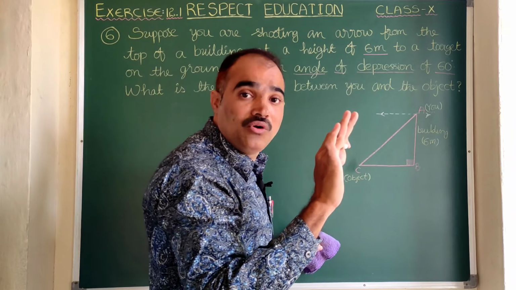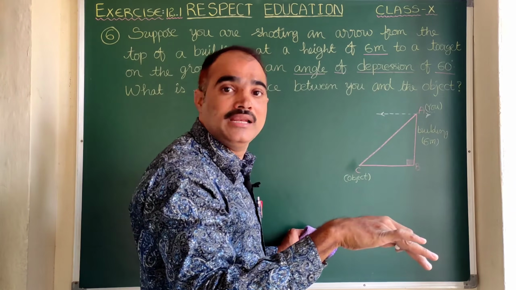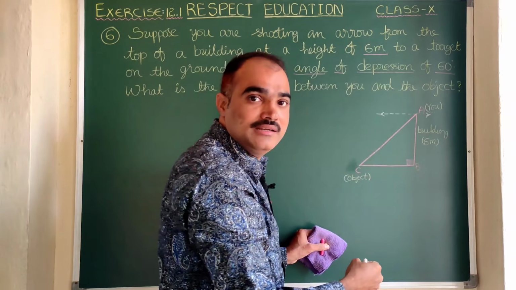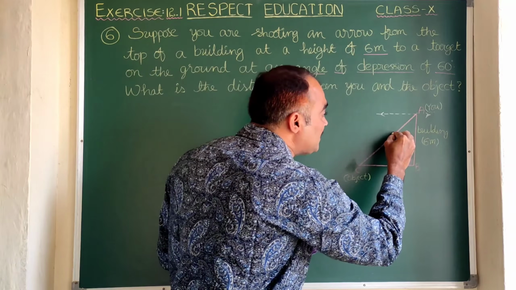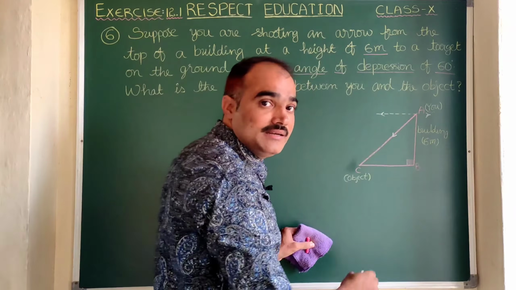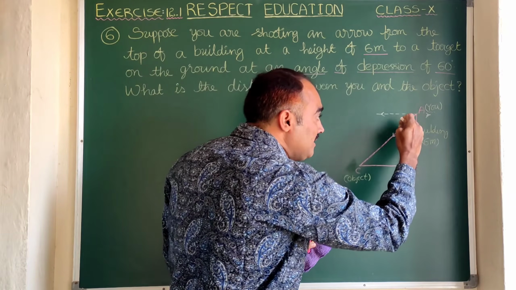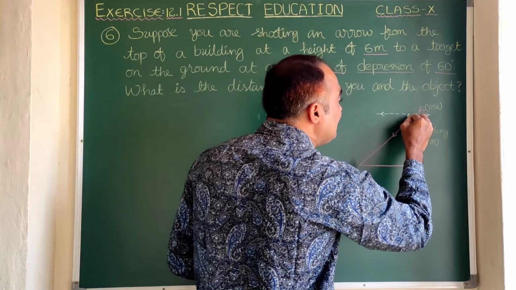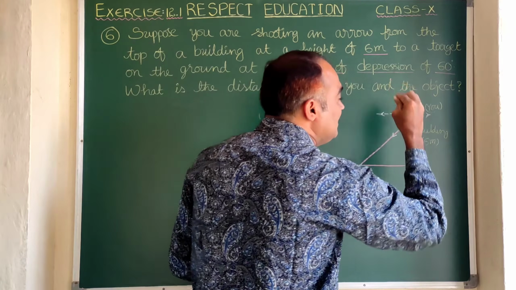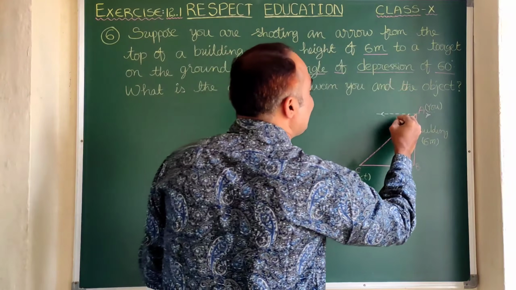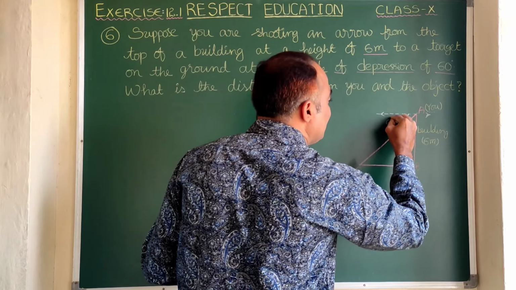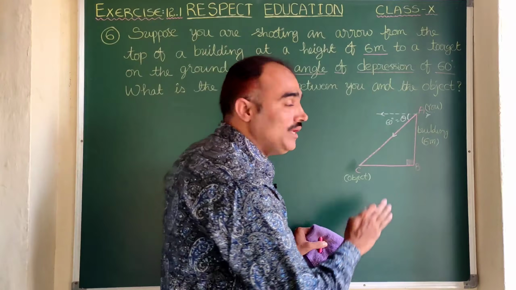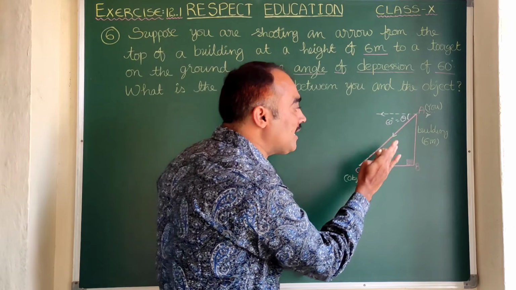But you are watching below the horizontal line, because the target is on the ground and you are at the top of the building. So here you see, this is called the line of sight. When the line of sight is below the horizontal line, then this theta is called the angle of depression. That is here given as 60 degrees. Clear? But before starting the problem, we need to convert the angle of depression into the angle of elevation.